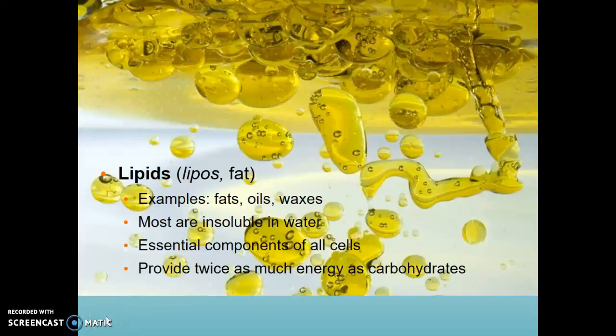This next category is the lipid category, and this includes fats, oils, and waxes. Most are insoluble in water. If you mix oil and water, they will separate out. Lipids are found in all of our cells. They are an essential component of our cell membrane. And lipids provide twice as much energy as carbohydrates, that is, twice as many calories per amount as carbohydrates.